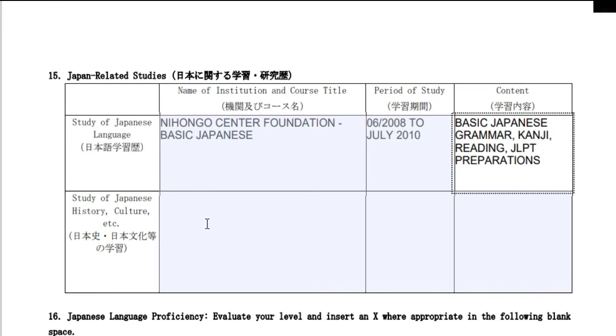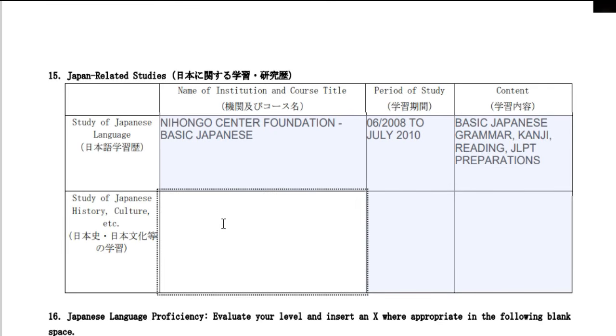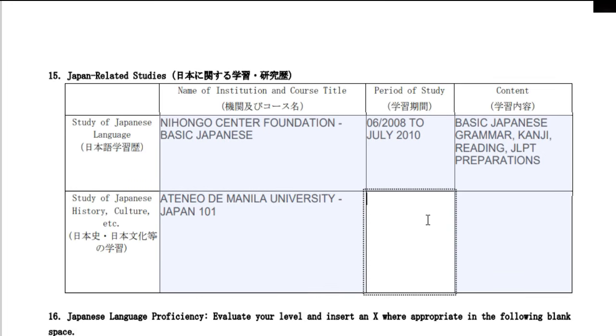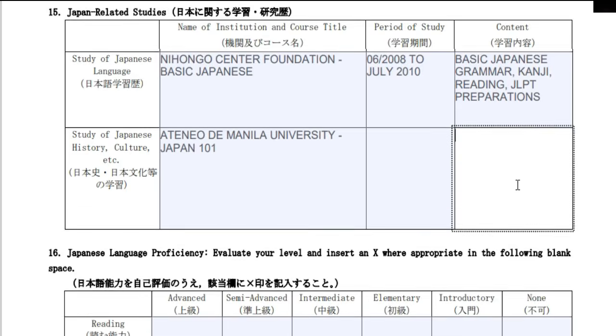Alright. And then study of Japanese history, culture. So if you had, say, a Japanese course back in the university or in college, you can just write here, say, Ateneo de Manila University. And then your course title. I don't know the specific course titles, but let's just say Japan 101. And then right there the period of study and the contents.